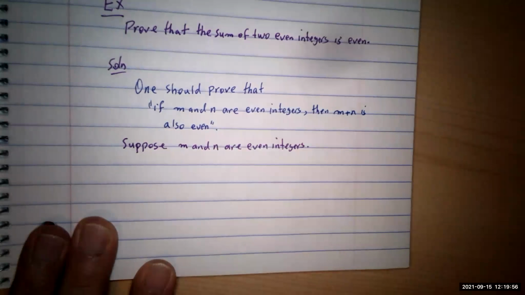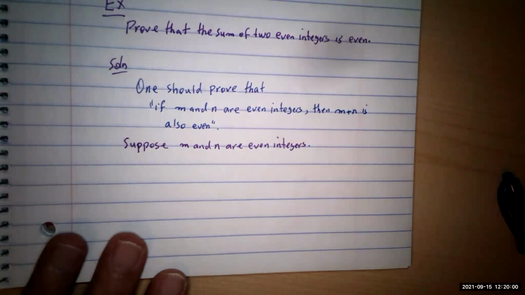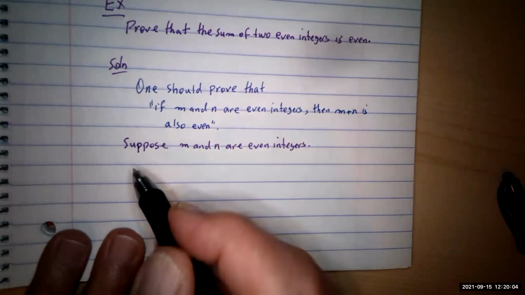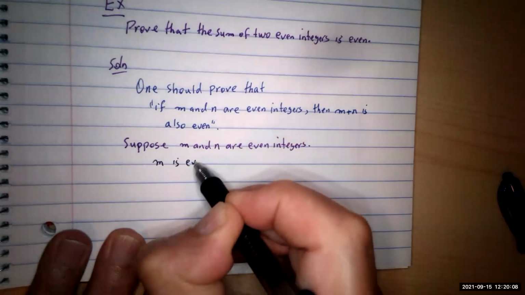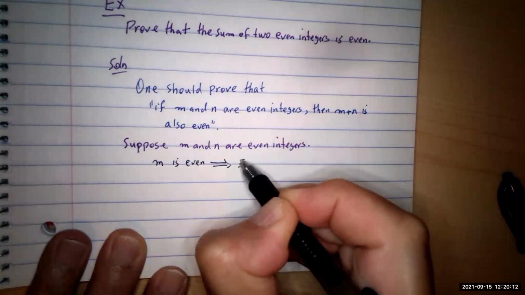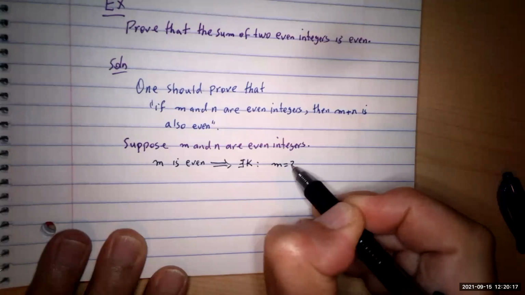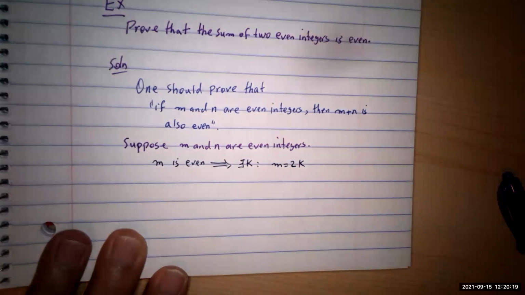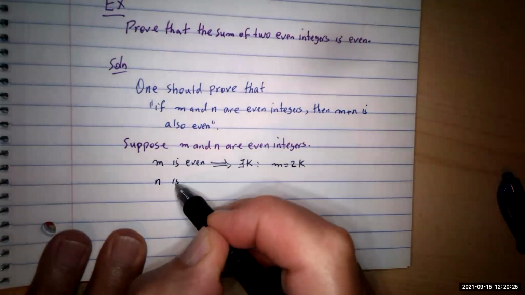Now you continue. Get the definition, show that M plus N is also an integer. So the way we're going to do it, remember the definition, M is even. The definition means there is a K such that M is equal to 2K. That's the definition of M to be even. N is also even.